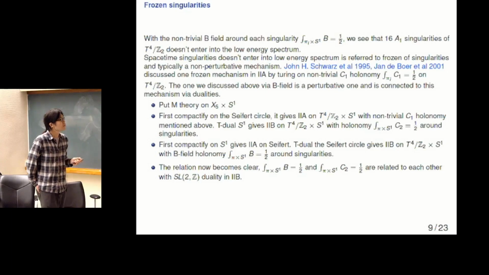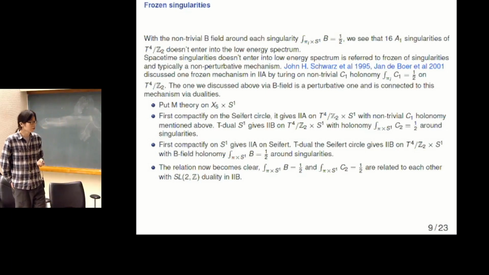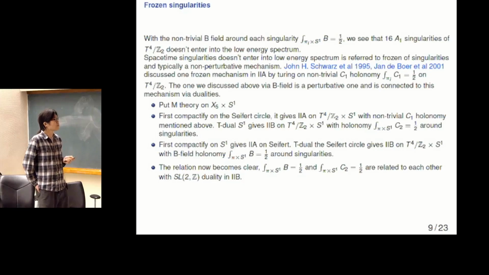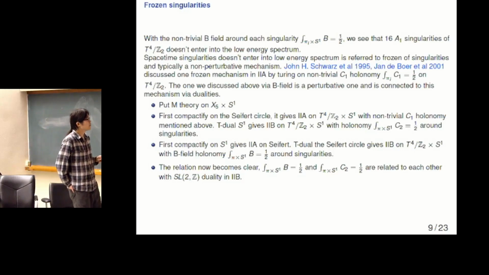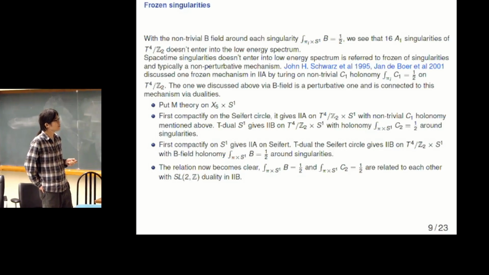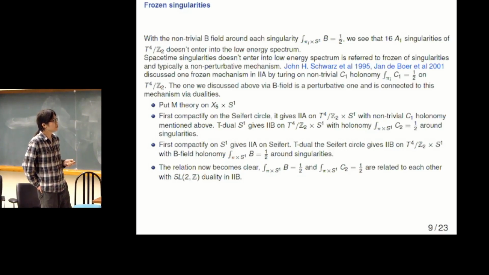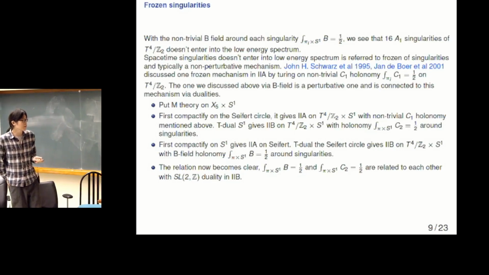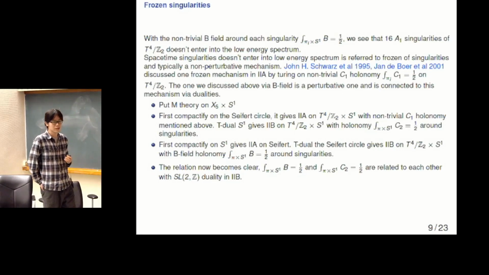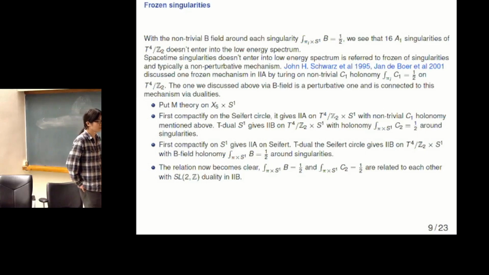To see that, first we put M theory on the Seifert circle times the trivial circle. If we first compactify on the Seifert circle and T-dualize the trivial circle, we are going to end up with 2B on this geometry together with C2 holonomy around the singular locus. But if we first compactify on the trivial circle and then T-dualize the Seifert circle, we are going to end up with exactly the same geometry, but this time with non-trivial B field holonomy around the singularity. And now the connection becomes extremely clear. These two backgrounds are related to each other by the SL2Z duality in type 2B.